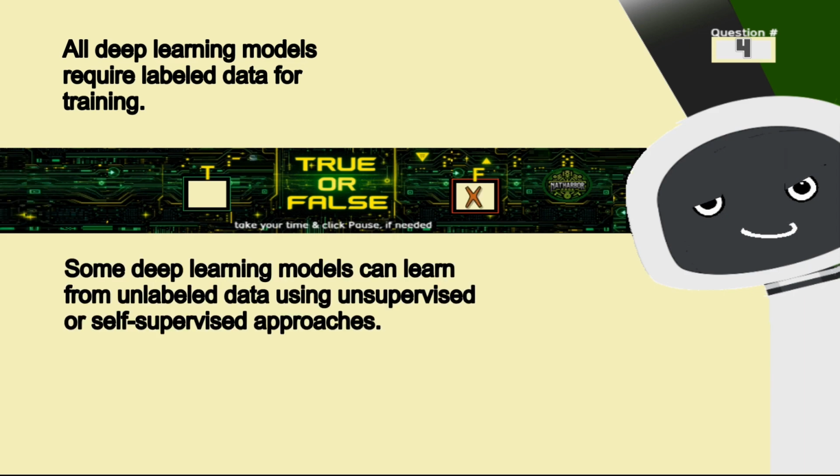True or false? All deep learning models require labeled data for training. That's false. Some deep learning models can learn from unlabeled data using unsupervised or self-supervised approaches.